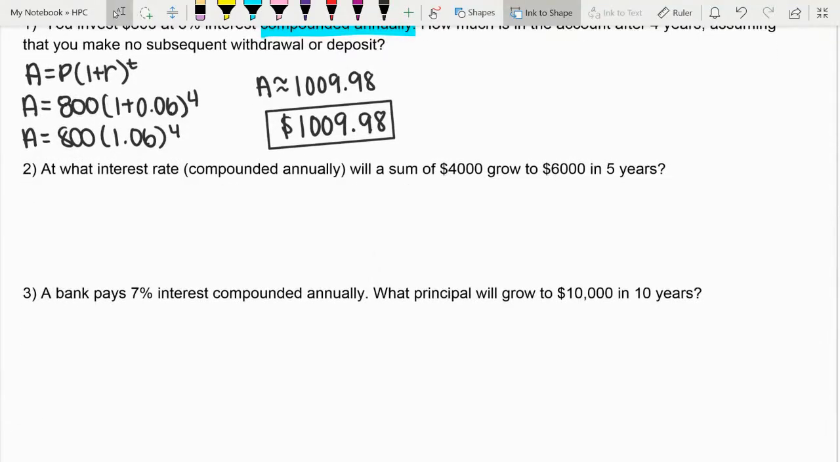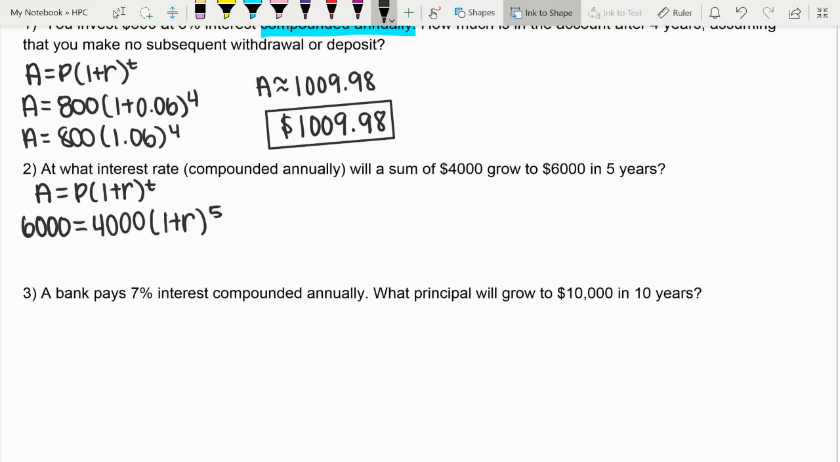Number 2, at what interest rate, compounded annually, will a sum of $4,000 grow to $6,000 in 5 years? So compounded annually, I know again I'm going to be using A is equal to P times 1 plus R raised to the power of T. Okay, so A, my ending amount, that's going to be 6,000. My starting amount, or the principal, is 4,000. 1 plus the rate, that's what we're solving for. And then 5 years, so raised to the power of 5.